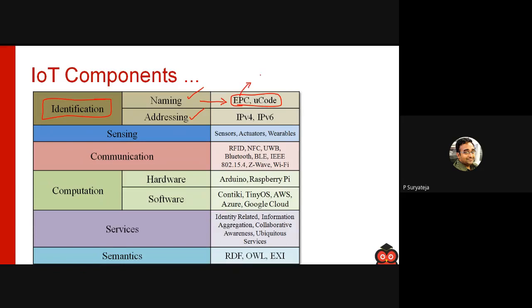EPC stands for Electronic Product Code. It's a naming mechanism using which you can name the devices, and all the names will be unique. A similar kind of scheme is UCode. So these 2 are alternatives for naming the devices.